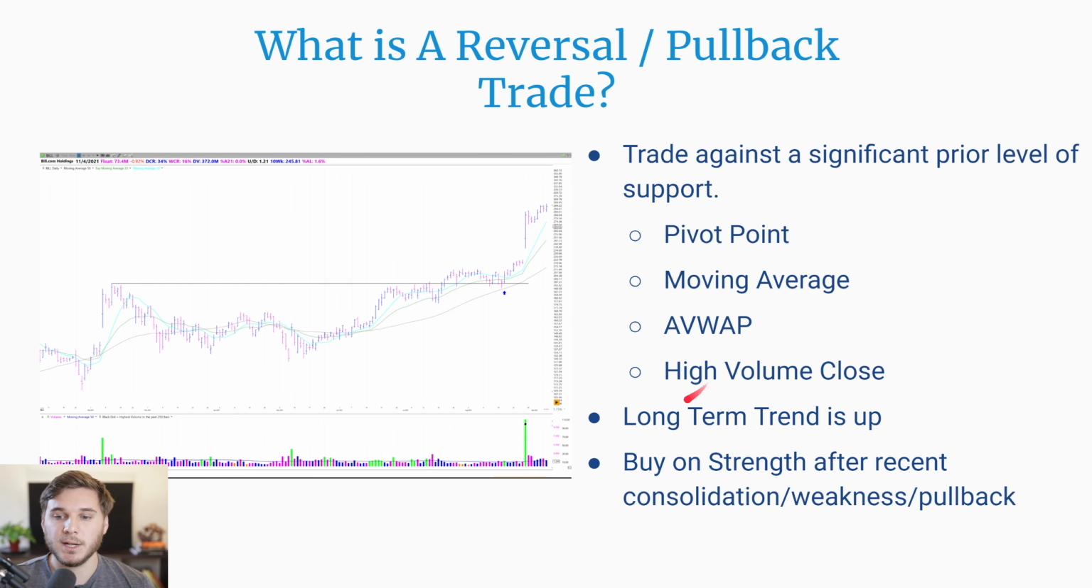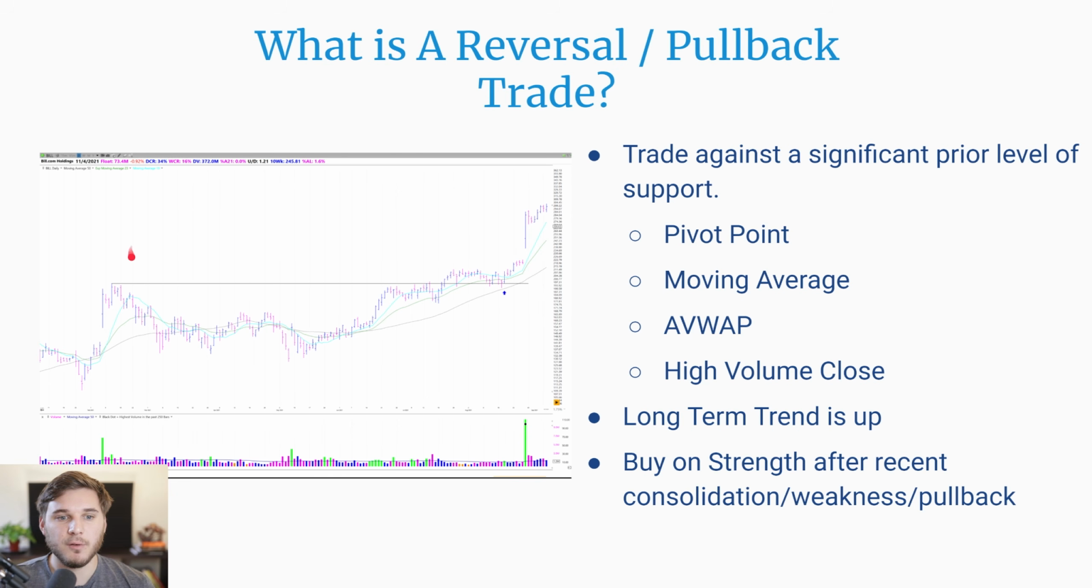What's important here is that the long-term trend in the stock is up. We always want to be trading a pullback within an overall long-term uptrend, suggesting that institutions are net accumulating stock. And we also want to buy on strength after recent consolidation, weakness or pullback. We don't want to be catching falling knives. We always want to wait until, at the very shortest term, the stock is moving up at that point.